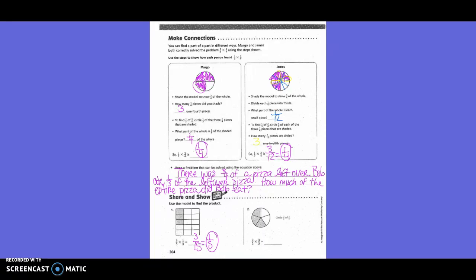Over here, let's see, how many total pieces did they have? 5. So they had 5 total pieces and they colored 3 of it in. So that gives us the 3/5 part, right? Then they only want 2/3 of that. So how many of those colored pieces am I going to circle? 2. So now what am I left with? How many colored pieces are circled? 2. And then how many total pieces are there for the whole? 5. So my answer would be 2/5.